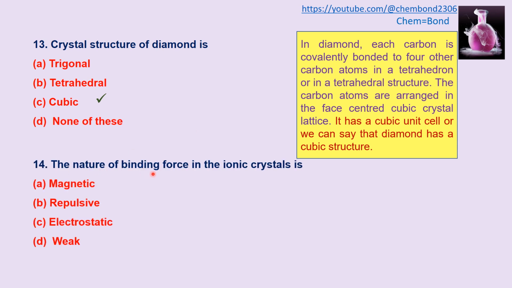The nature of binding forces in the ionic crystal is: magnetic, repulsive, electrostatic and weak. So these are ionic crystals, which means ions are present, so there will be electrostatic forces of attraction.